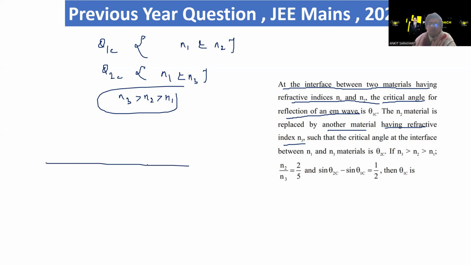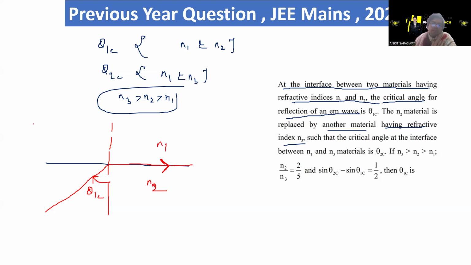So light is going, and critical angle is the angle at which light is incident such that after refraction you can say it is grazing, or the refracted ray becomes parallel to the interface at theta c, or we can say critical angle. So this is theta 1c. You can say this is n2 and this is n1.